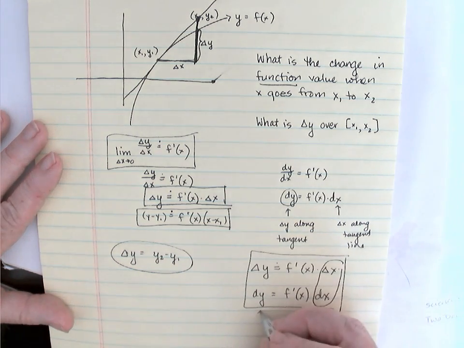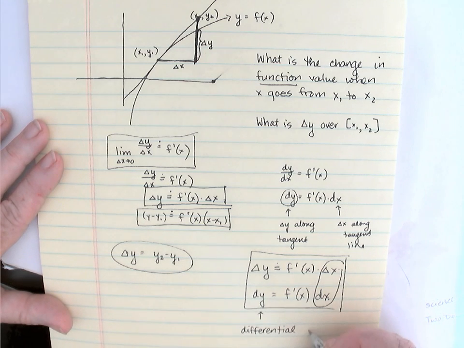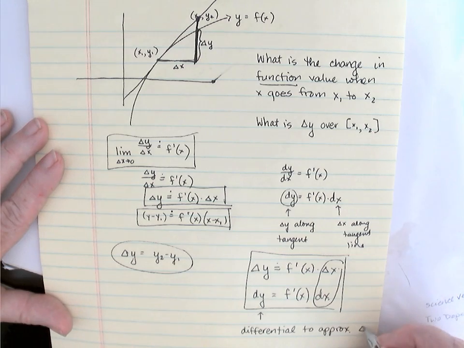This, in fact, is called a differential. A differential is a small change in y. So we use a differential to approximate delta y.